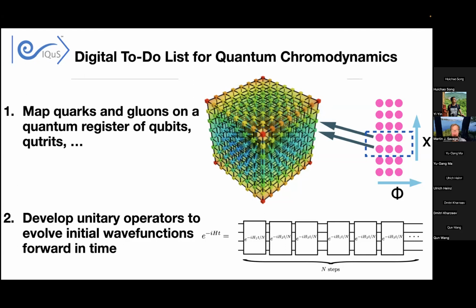After you've prepared the initial state that you would like, one then has to evolve it forward in time. One can evolve it forward in time with unitary operations acting on the quark and gluon fields. And so quantum circuits need to be developed that can systematically evolve the quark and gluon fields forward in time under the dynamics of the QCD Lagrangian.